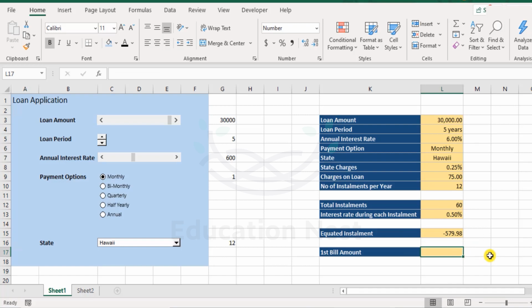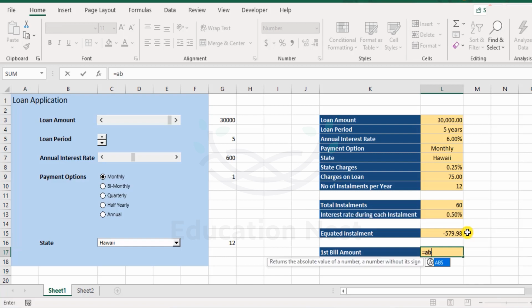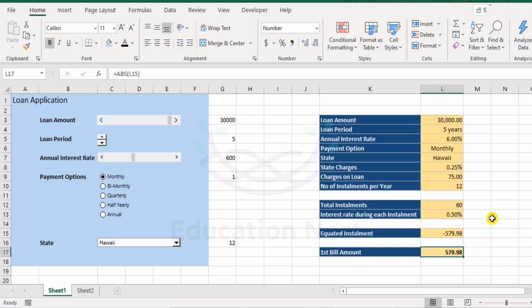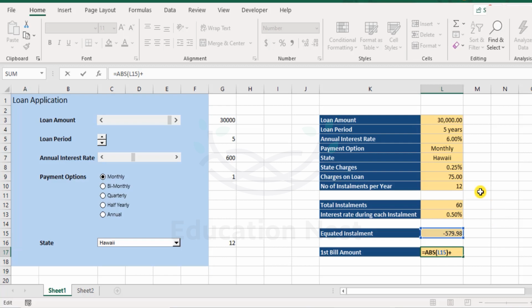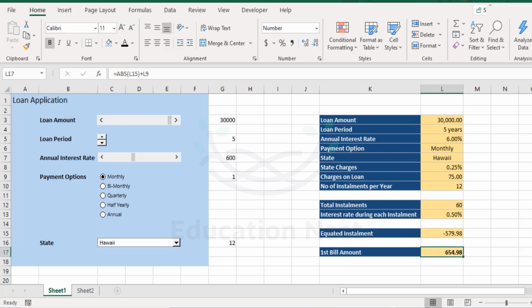Now, what about the first bill amount? Well, here we have this negative value. I would like to show this as a positive value. So I have a function called ABS, that's to return the absolute value of a number without its sign. Whether it's a positive number or a negative number, it doesn't matter. If I put it under the ABS function, it just returns the number without the sign. And I'll take this value plus I have some charges on the loan, and that's what my first bill amount will be, $654.98.